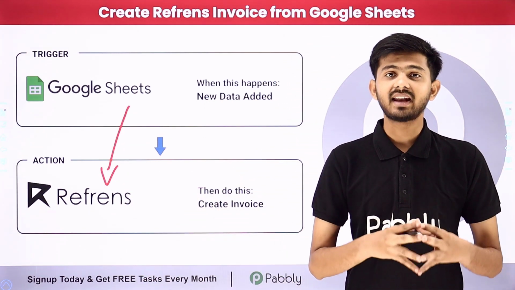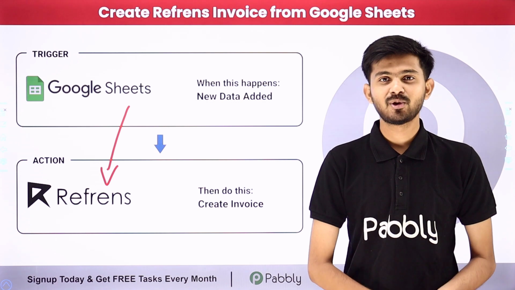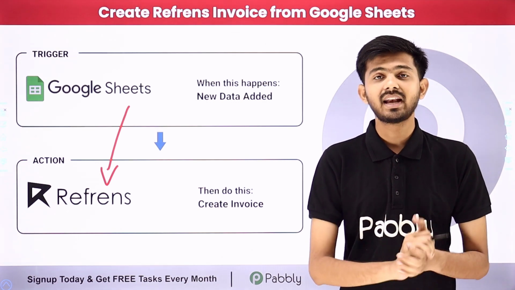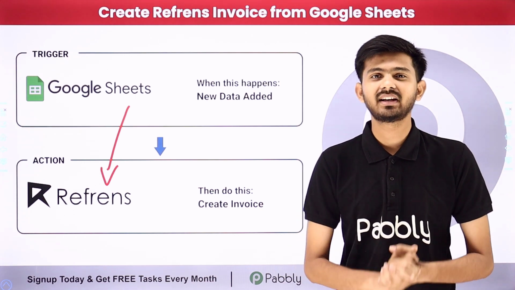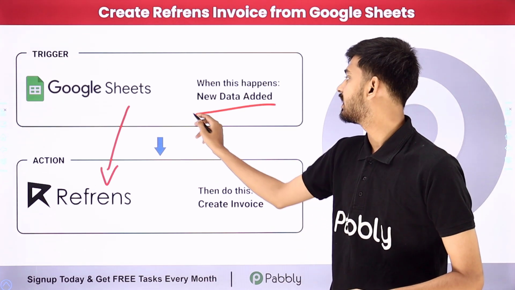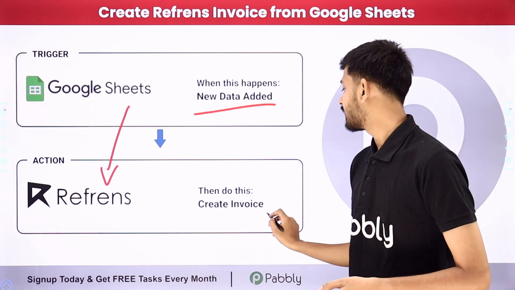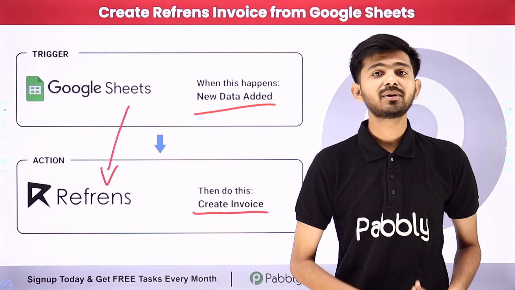Now I'm going to build this connection with the help of Pabbly Connect. Pabbly Connect is an amazing software for automation and integration. Now with Pabbly Connect, whenever I add the data of a new order in my Google Sheet, then automatically by using reference, I'm going to generate an invoice. So how am I going to build this connection?